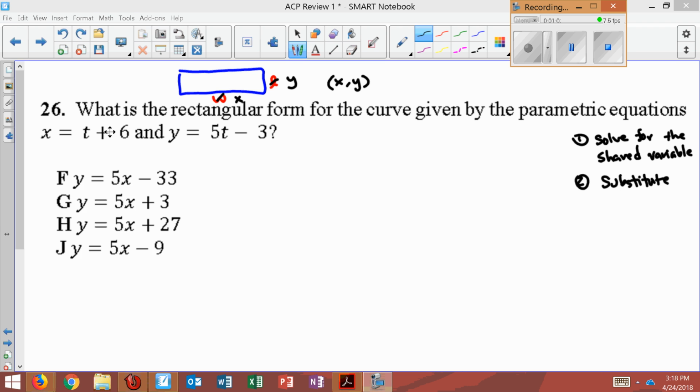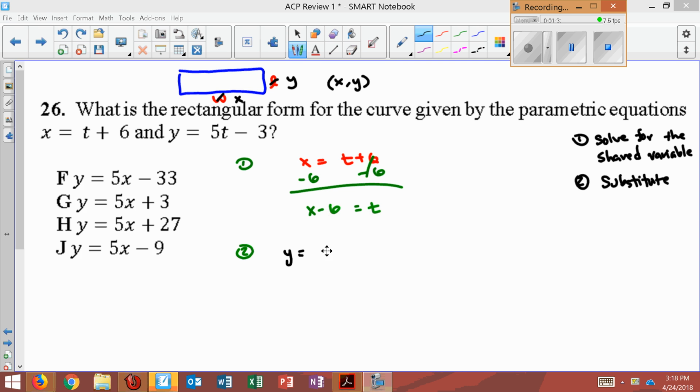So here's what I'm going to do first. I'm going to first solve for x. A lot of times I'll just take what I think is the easiest. The shared variable here is t, so I want to solve for t. If I have x equals t plus 6, the easiest way of solving for t is to subtract 6 from this equation with the x. It's easier than doing it with the y equation. That's step 1, and it's complete. Once I know what t equals, I go to step 2, which is to substitute in the other equation. So anywhere I see a t, I'm going to replace it with x minus 6.